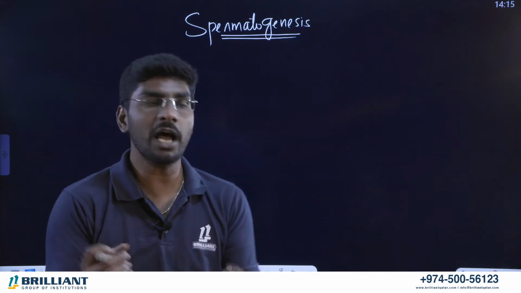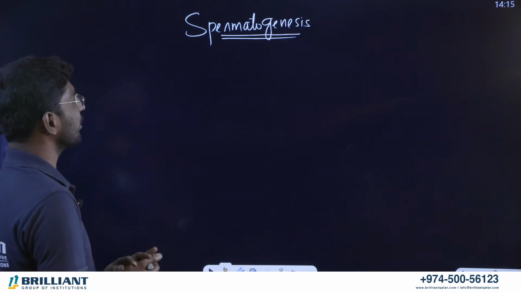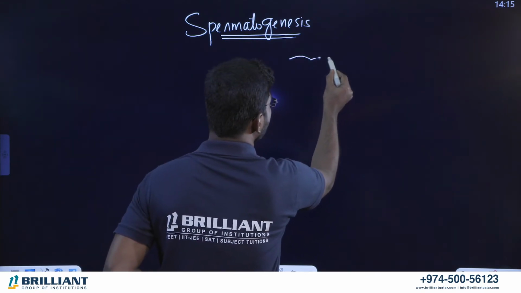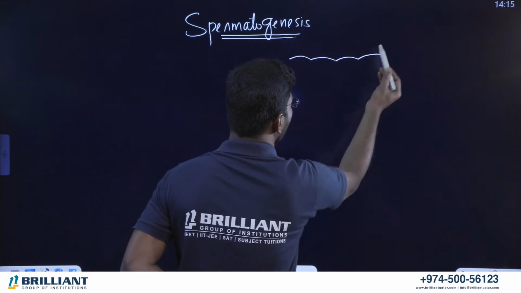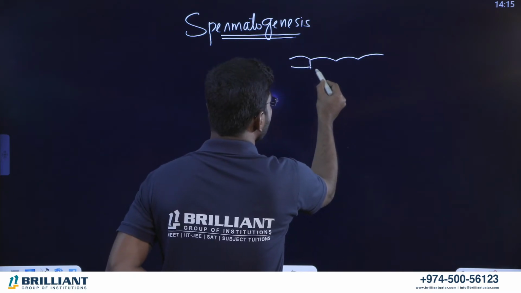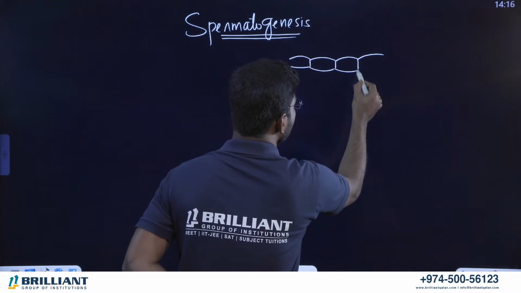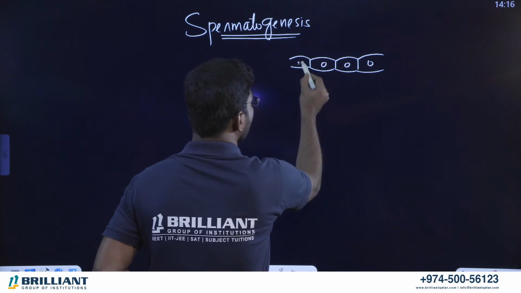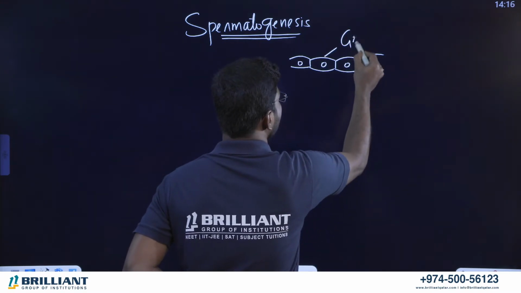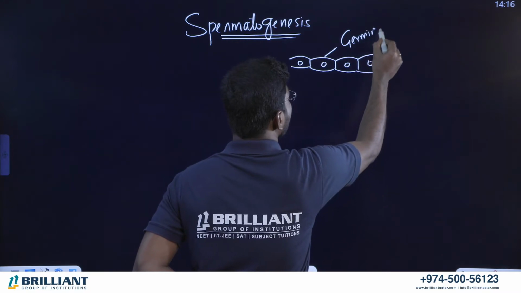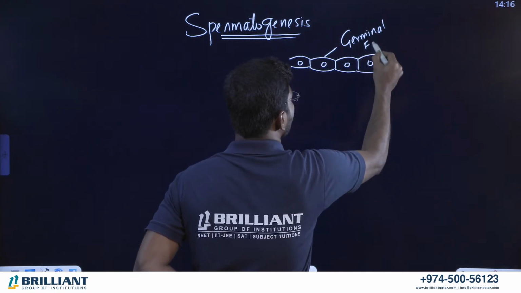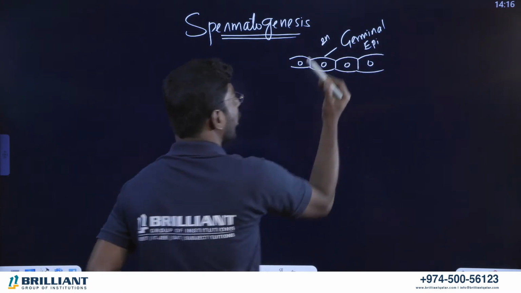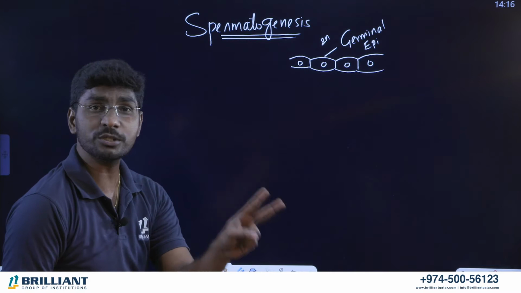Now we are going to understand what exactly the spermatogenesis process is. Let me take the germinal epithelium. I am not taking the Sertoli cells now, I am going directly forward. This is the germinal epithelium. Keep in mind, germinal epithelium cells are diploid in nature. They have two sets of chromosomes.